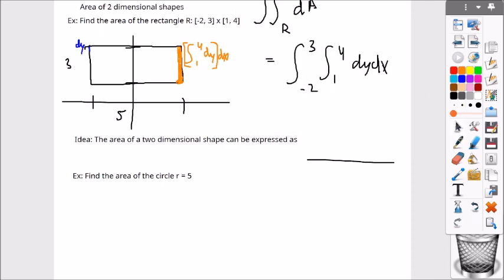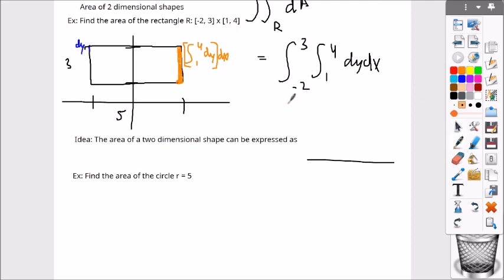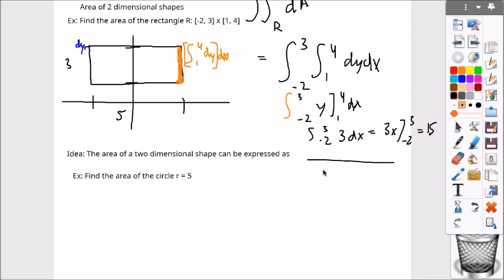Well, let's work out a double integral like we usually would. This is the integral from -2 to 3 of the integral of y from 1 to 4 dy dx, which is the integral from -2 to 3 of 4 minus 1, which is 3, dx. That equals 3x from -2 to 3, which is 9 minus -6, which is 15. So yes, it works.